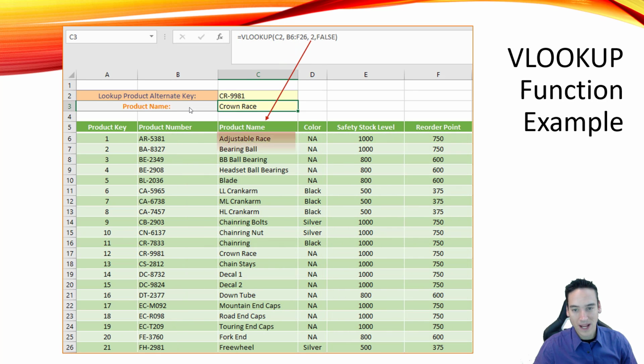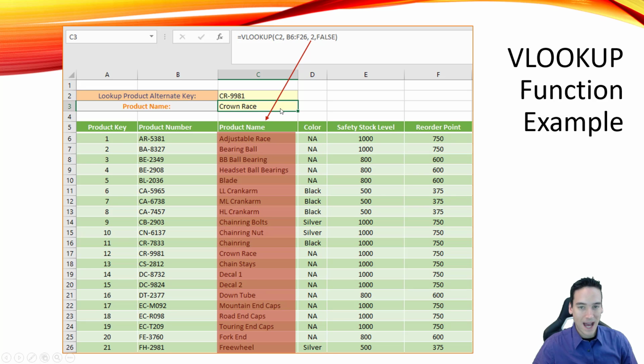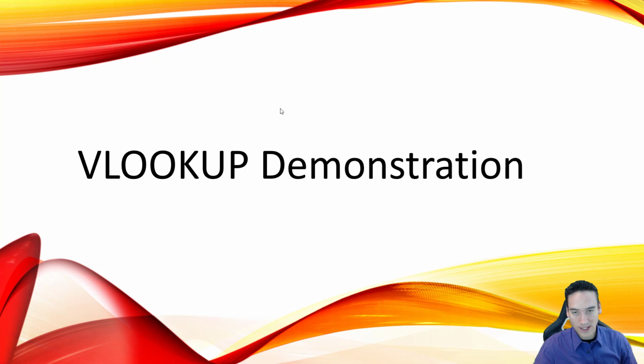The third parameter is the column containing the value that I want returned. In this case, I want product name back. I've selected a range that's a little bit larger than the column number that I want back, and that's okay. Maybe I want to change it to a different column later. All right, so let's do a quick demonstration of this inside Excel.